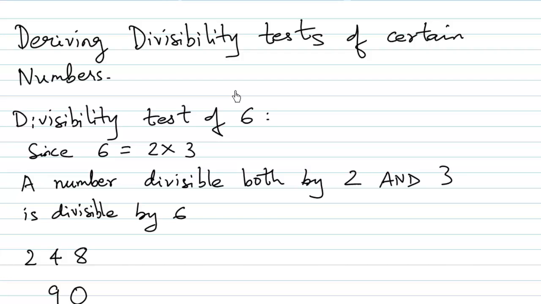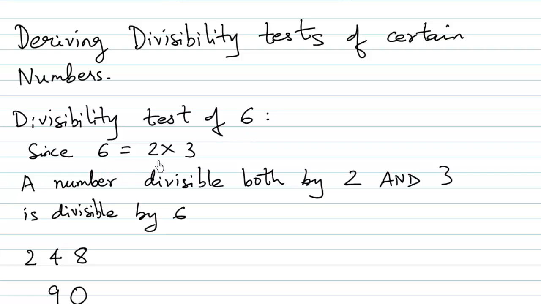In the previous video, we saw certain divisibility tests like that of 2, 3, 4, 5, 10, etc. So in this particular lecture, we are going to study how to derive divisibility tests of certain numbers. Remember, all the numbers cannot and do not have divisibility tests, or if they have, it is a little bit lengthy. But there are certain things that we can do. For example, we can derive the divisibility test of 6.